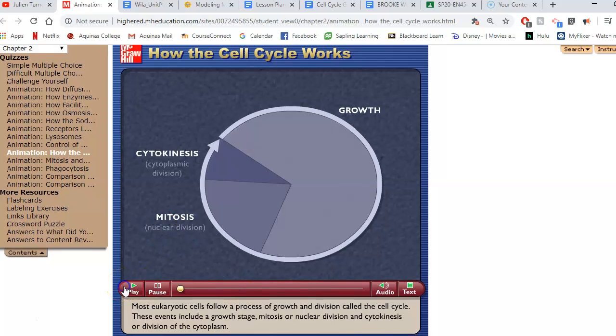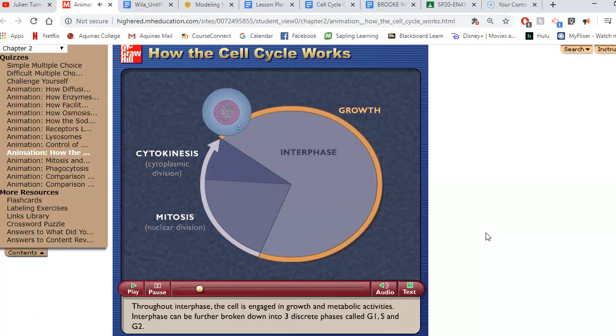So here we go. Most eukaryotic cells follow a process of growth and division called the cell cycle. These events include a growth stage, mitosis or nuclear division, and cytokinesis or division of the cytoplasm. Throughout interphase, the cell is engaged in growth and metabolic activities. Interphase can be further broken down into three discrete phases called G1, S, and G2.